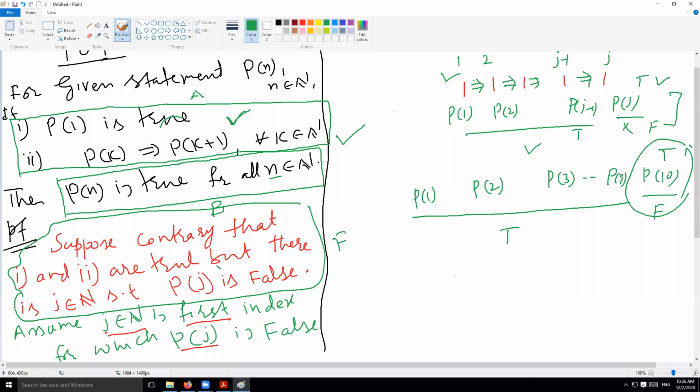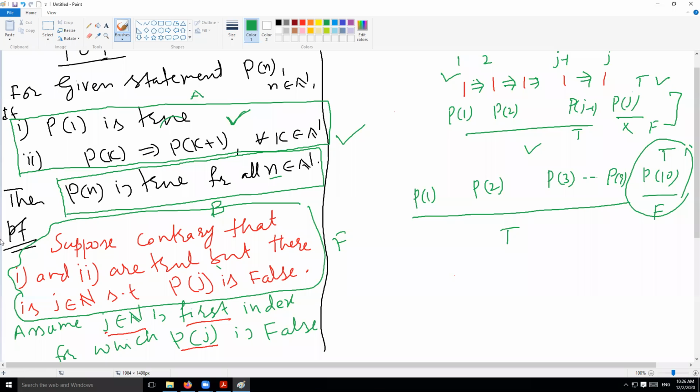I have a question. Sure, sure. Sir, you said that P of 1 is a proof that P of 2 is true. Likewise, P of 2 is a proof that P of 3 is true. Sir, how do we know that?